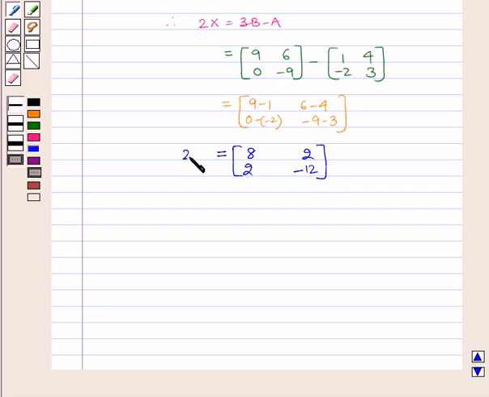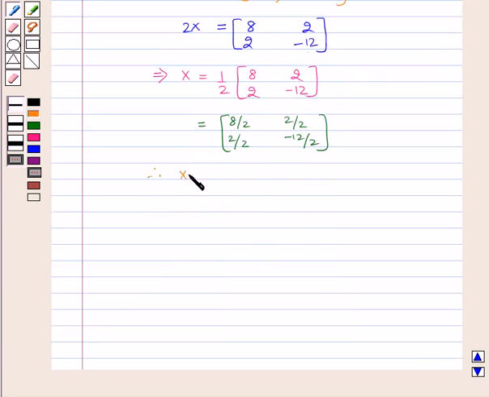Therefore, we have 2X is equal to the matrix 8, 2, 2, minus 12. This implies X is equal to 1 by 2 into the matrix 8, 2, 2, minus 12. Again, as we know, when a matrix is multiplied by a scalar, then the scalar has to be multiplied by every element of the matrix. So we get the matrix 8 by 2, 2 by 2, 2 by 2 and minus 12 by 2. Therefore, the matrix X is equal to 4, 1, 1, minus 6.